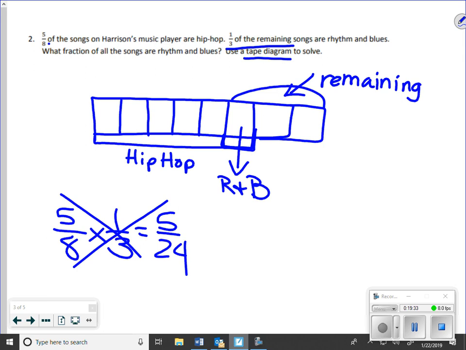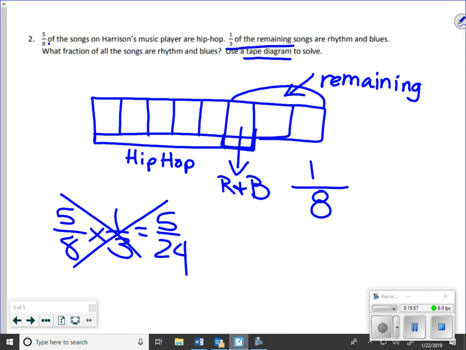What fraction is this 1 unit of that tape diagram? 1, that's not a fraction, that's a whole number. 1/8. Bingo. I said 1. I heard 1. 1 out of 8, 1/8.